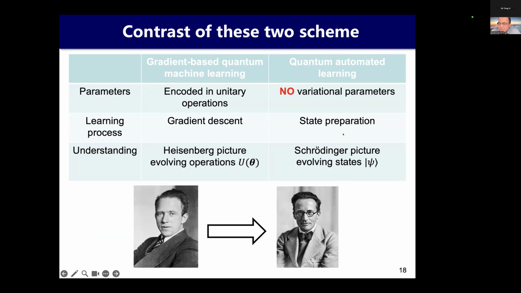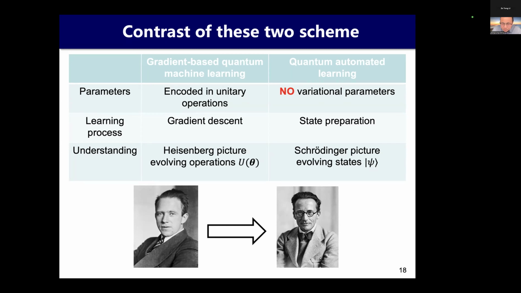In comparison, in our new paradigm, we do not have variational parameters. We do not evolve the operator. Instead, what we evolve is a quantum state, like some random quantum states. So it's more like a Schrödinger picture. Of course those two pictures are equivalent to each other. They have the same power. However, for some particular problems, one approach may be more convenient than the other.